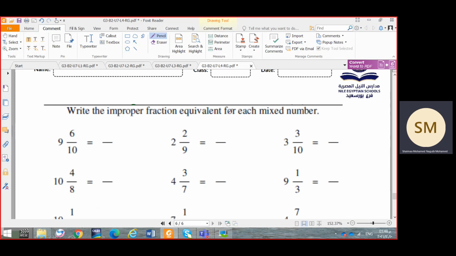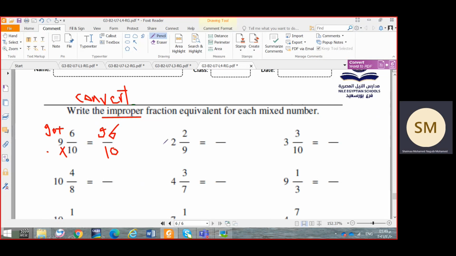Write the improper fraction equivalent for each mixed number. Or sometimes the question may come: convert the mixed number to improper fraction. What shall I do? I will do an operation here called raising the fraction. I will keep the denominator like this, 10, and I will make my steps: multiply, and the product will be plus. So I say 9 multiplied by 10 will be 90. Okay, 90, and to make it plus 6, I will add 6, so 90 plus 6 will be 96.